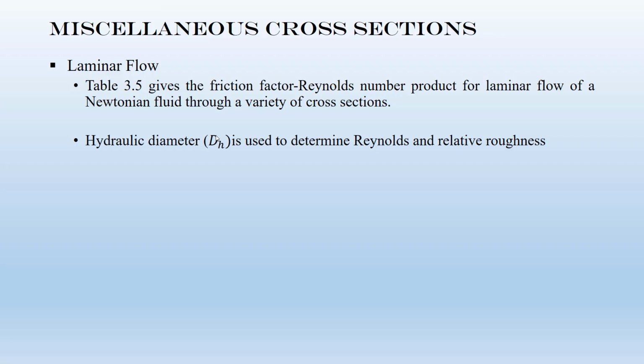For a non-circular pipe, if you have a laminar flow, you can use table 3.5, guys, to find the friction factor. Just keep in mind that in that table you need to use the hydraulic diameter to determine the Reynolds number and also to find the relative roughness. So for both relative roughness and Reynolds number, you need to use the hydraulic diameter. What is the definition of hydraulic diameter, guys? We already discussed: four times the cross-sectional area over the wetted perimeter.